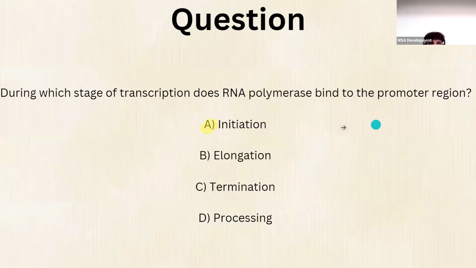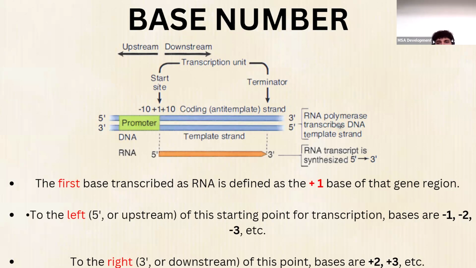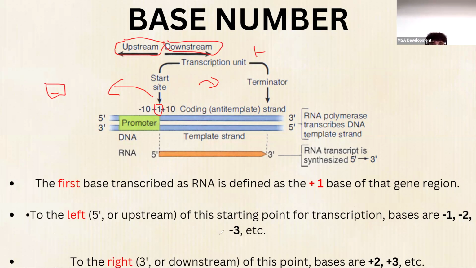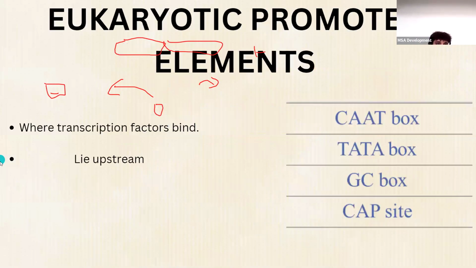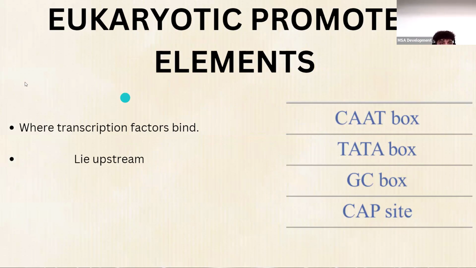Okay. Moving on. Base numbers, it's a really easy concept. I'll just go over it really quick. The first base, which is the start of transcription, is +1. It's not 0, it's +1. Remember that, okay? To the left of it means upstream, and we're gonna go into the negatives. And to the right, which is called downstream, we're gonna go into the positives. So to the left of the starting point for transcription, you have negatives, and to the right, you have positives. That's all you guys need to know.